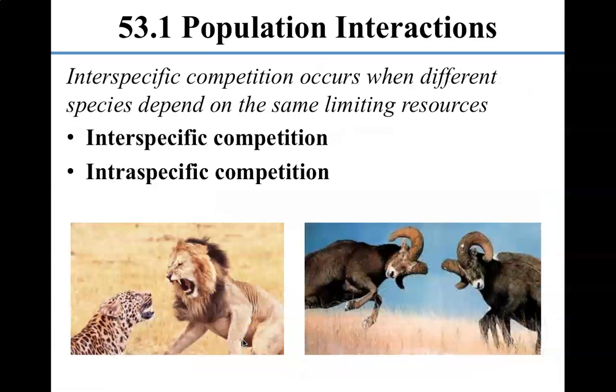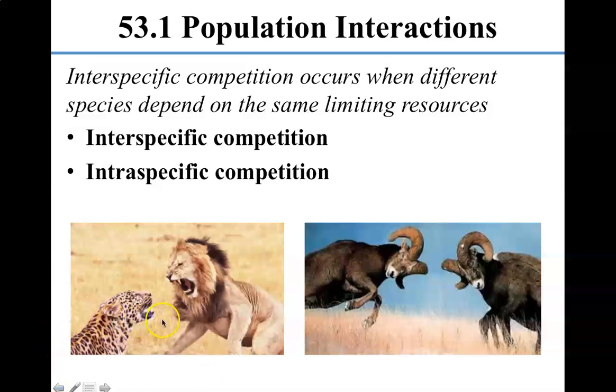All right, competition. So populations of different species often use the same resources, and the resources are limited. There's only so much food to go around. So they have to compete for these resources. This competition comes in a couple different categories. The first two are interspecific and intraspecific competition. In interspecific competition, you have two different species competing over a limited resource.